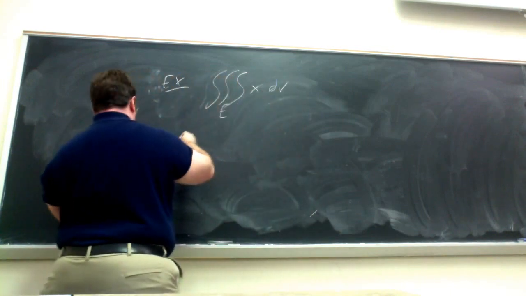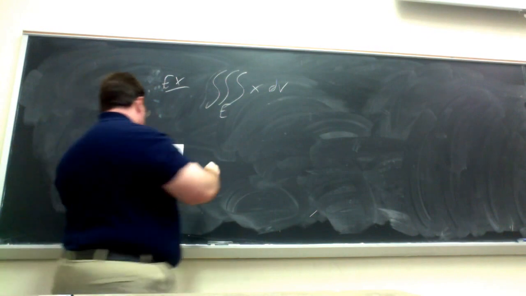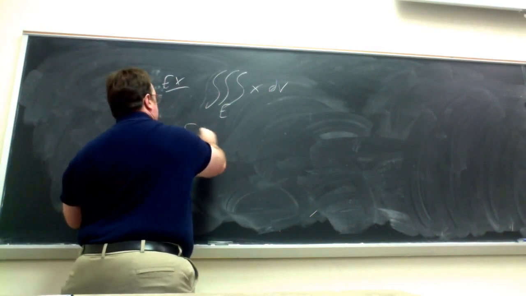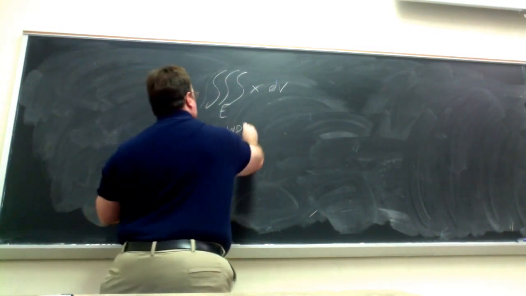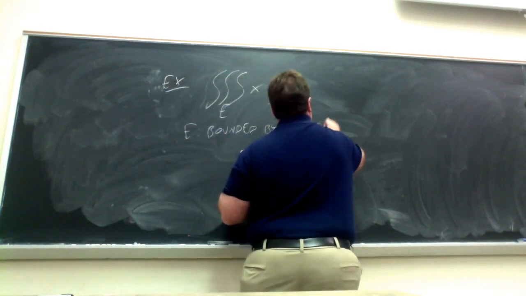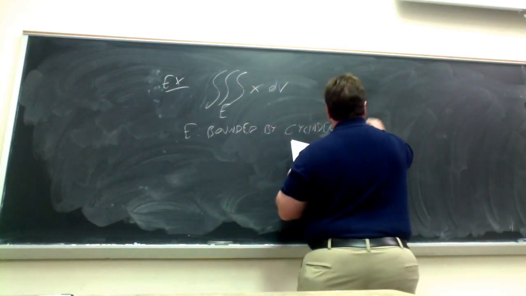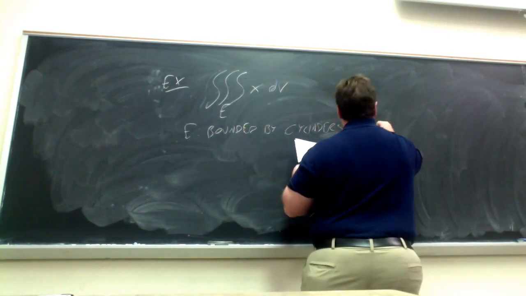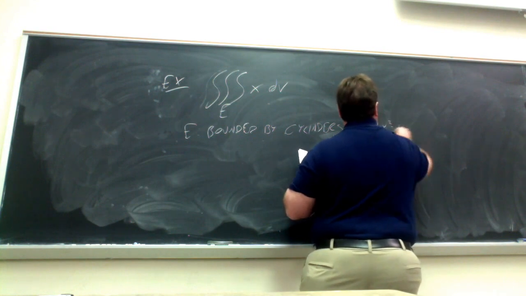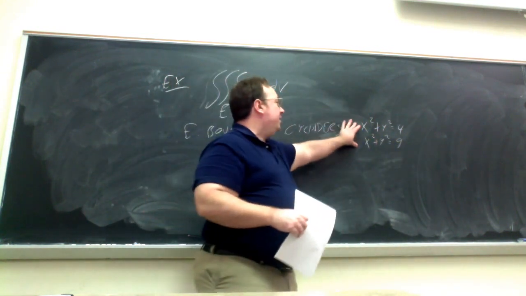Okay, so x is our integrand, so that'll have to be converted to cylindrical. This is still cylindrical. So E is bounded by cylinders. What you're accustomed to seeing as an equation of a circle in the xy plane is now a cylinder when in 3 dimensions. All right, so it's a solid contained between these two cylinders.